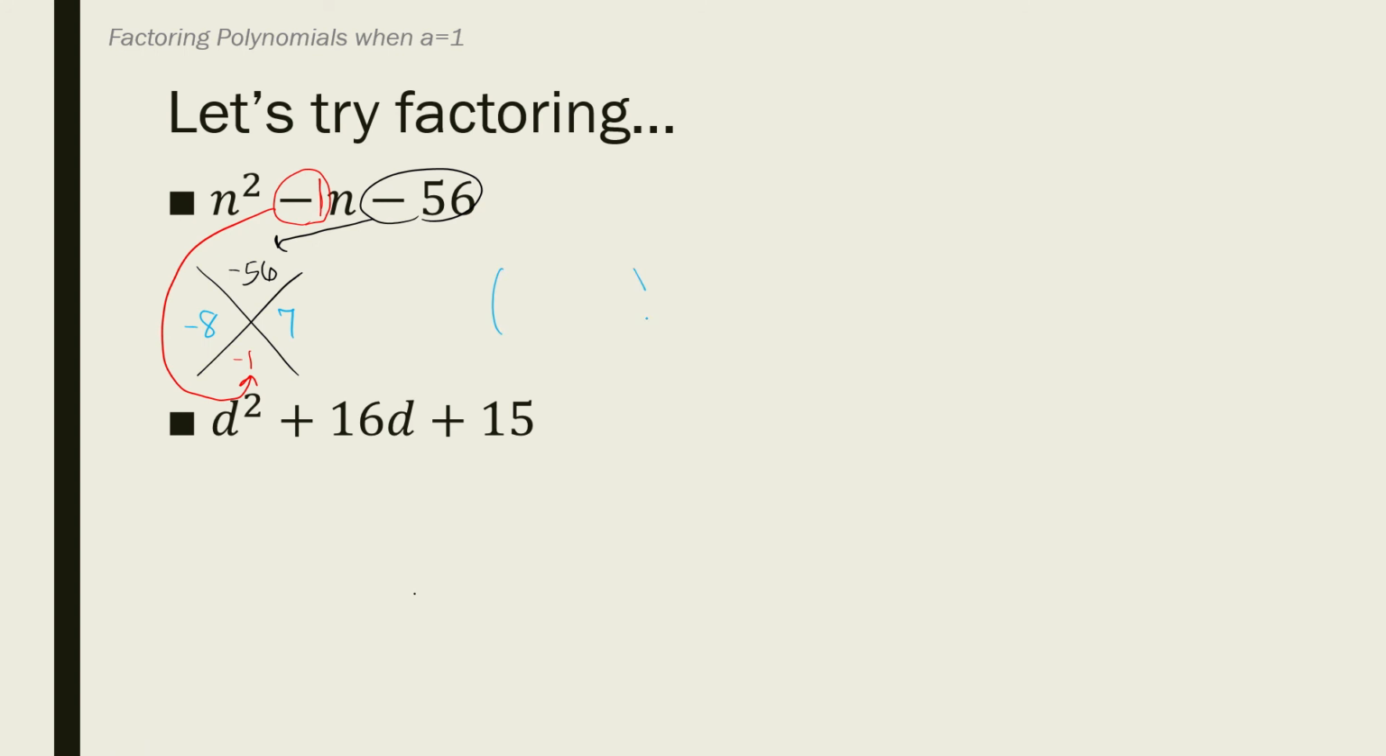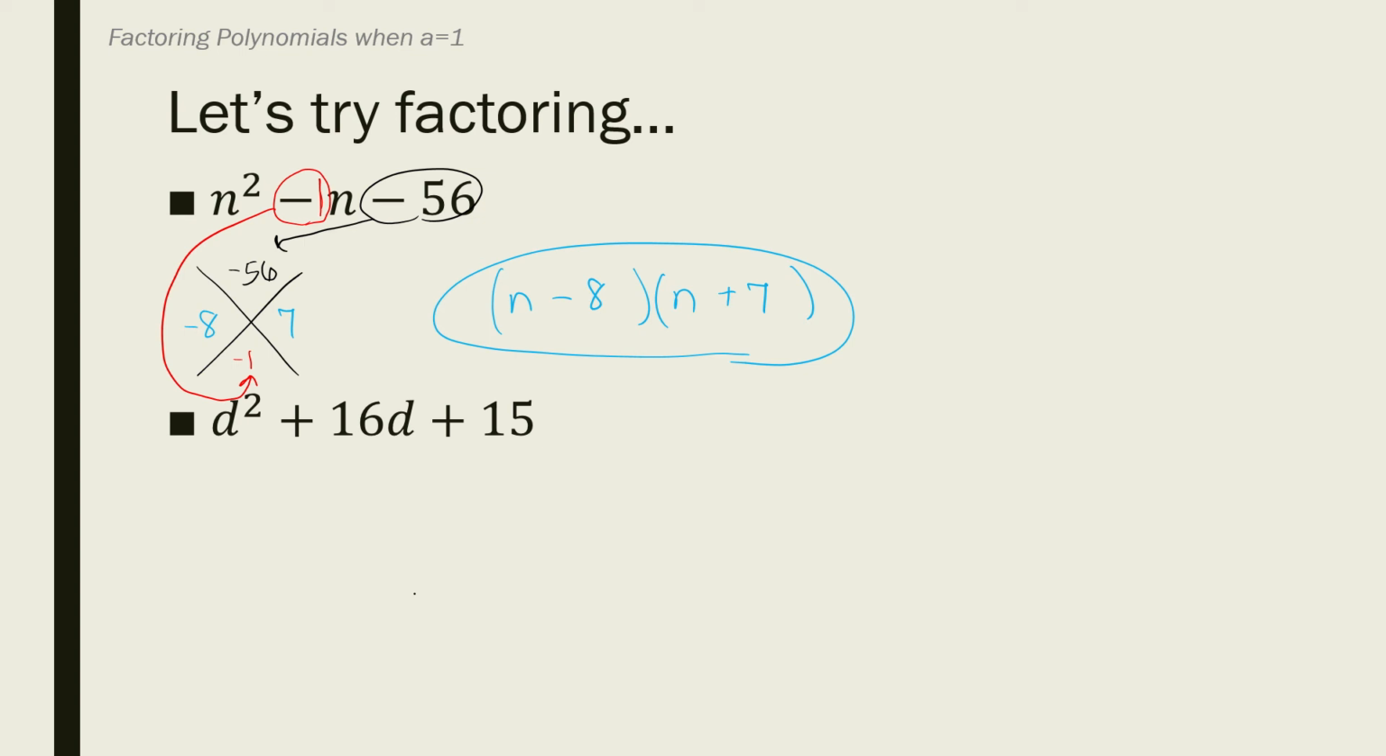I don't think at this point you need me to be doing those colors anymore. So n squared, I want to make sure I have my n's in here, and then I follow the signs. I had negative 8, so minus 8, and positive 7, plus 7. And there is our factored answer.